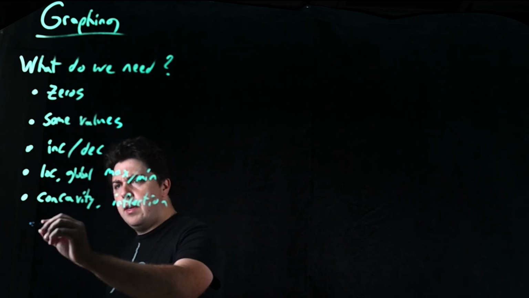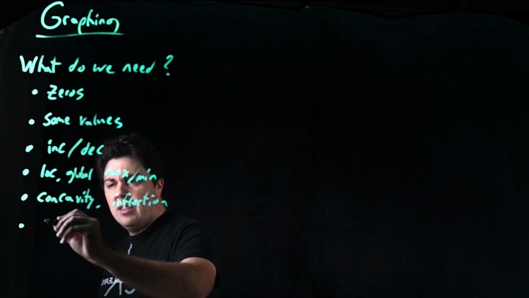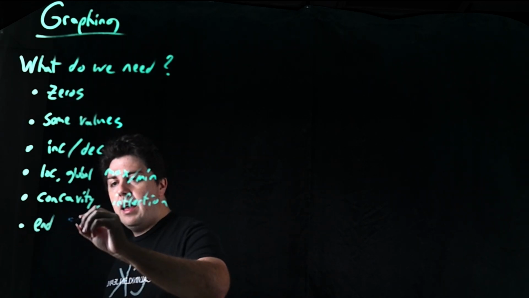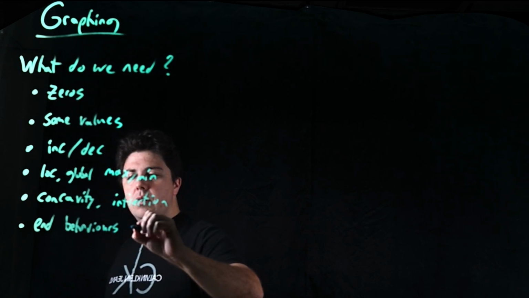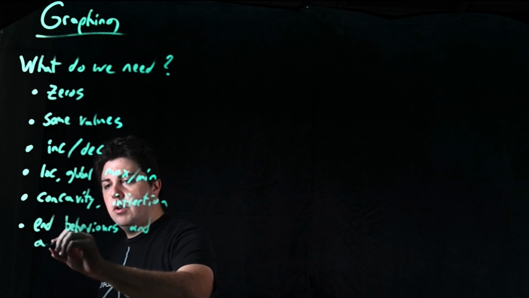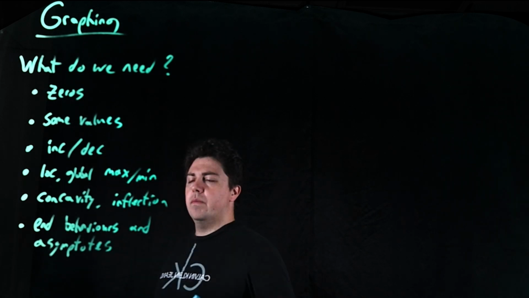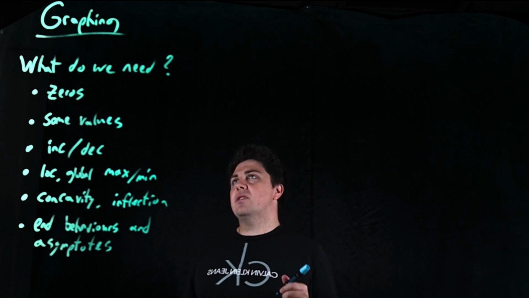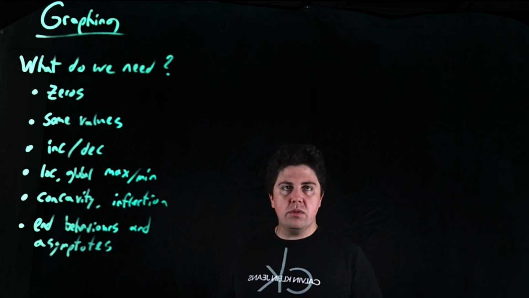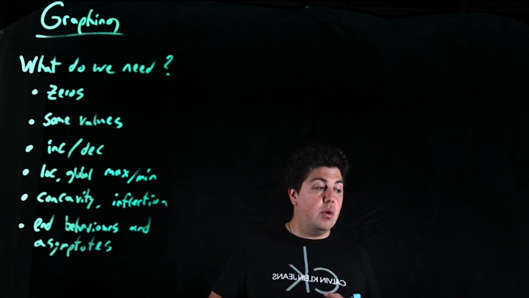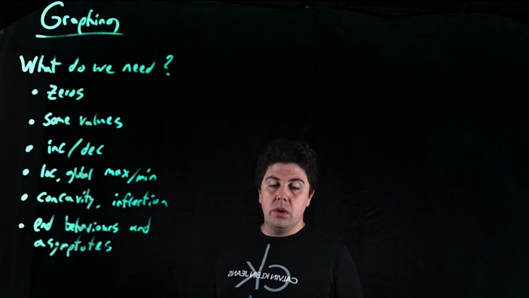So then, one thing, and this isn't going to come up with the first example, but that's going to be end behaviors and asymptotes. Yes, so basically if you have a function that has some vertical asymptotes, some horizontal asymptotes, you're definitely going to need to include those on your graph. That's very important information about the function. It really helps you visualize it.